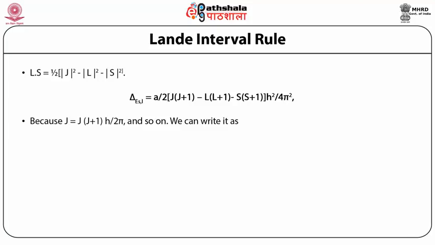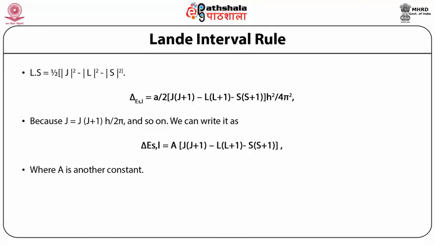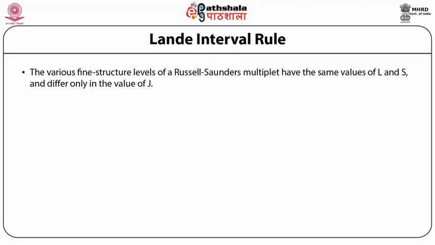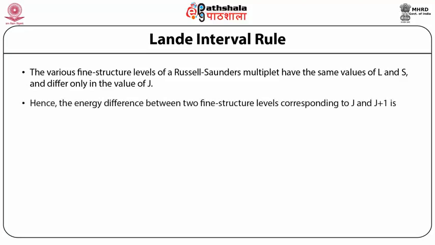Now because the magnitude of J is square root of J(J+1) times h/2π and so on, we can write ΔE_SL = A [J(J+1) - L(L+1) - S(S+1)], where this capital A is another constant. The various fine structure levels of a Russell-Saunders multiplet have the same values of L and S and differ only in the value of J. Hence the energy difference between two fine structure levels corresponding to J and J+1 is E_(J+1) - E_J = A[(J+1)(J+2) - J(J+1)], which is equal to 2A(J+1).